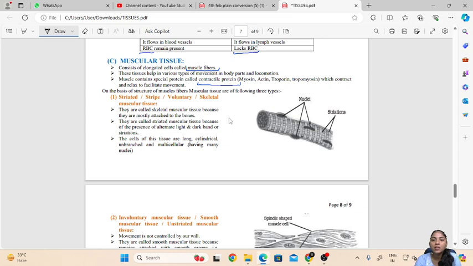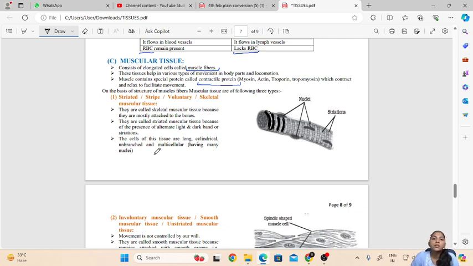As we can see here in this diagram, there are alternate light and dark tissues or dark bands present. As we can see, these cells have alternate light and dark bands or striations. That is why they are called striated muscular tissue.